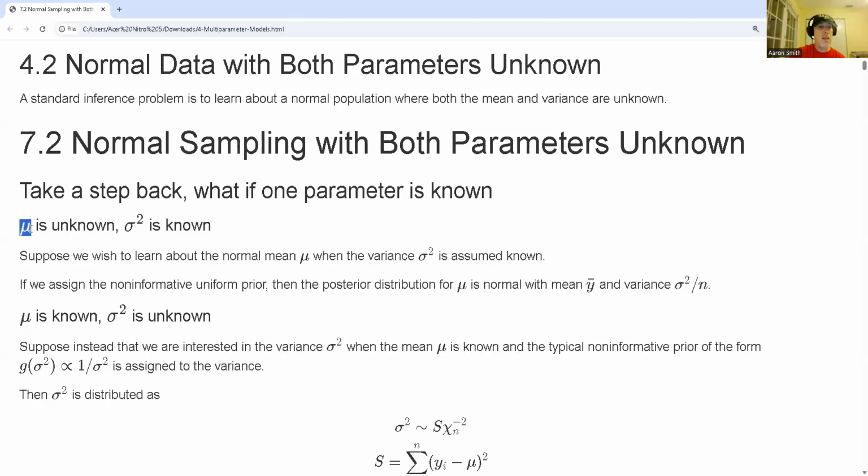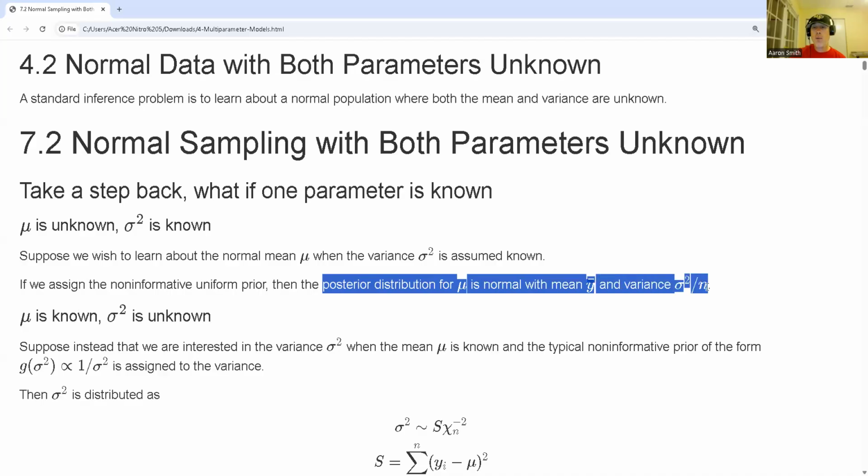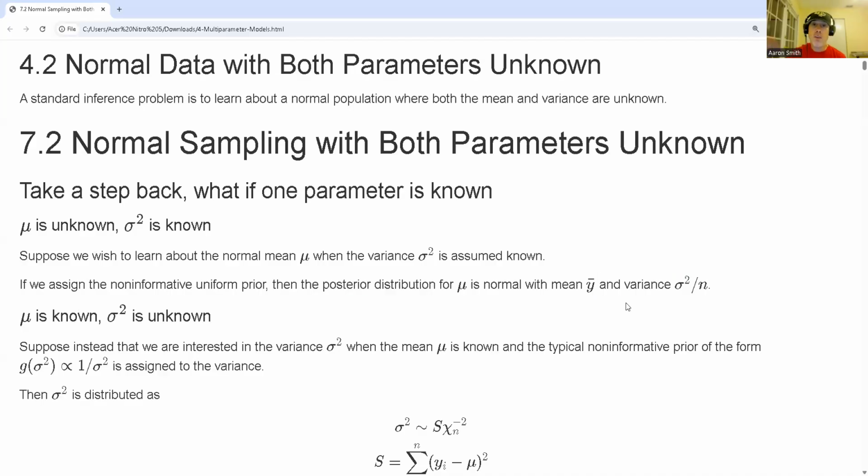Let's say that the mean is unknown and the variance is known. Well, then we want to learn about the normal mean when we have an assumed value of the variance. If we assign a non-informative uniform prior on the mean, then the posterior distribution of mu is normal with mean y bar and variance sigma squared divided by n. This is very natural because you saw this over and over in your introductory statistics course.